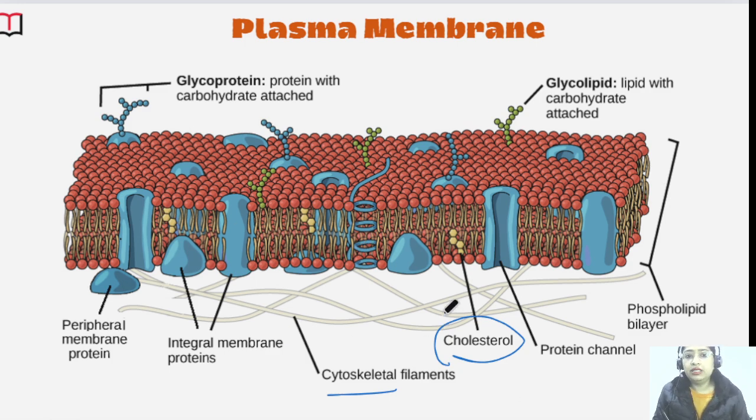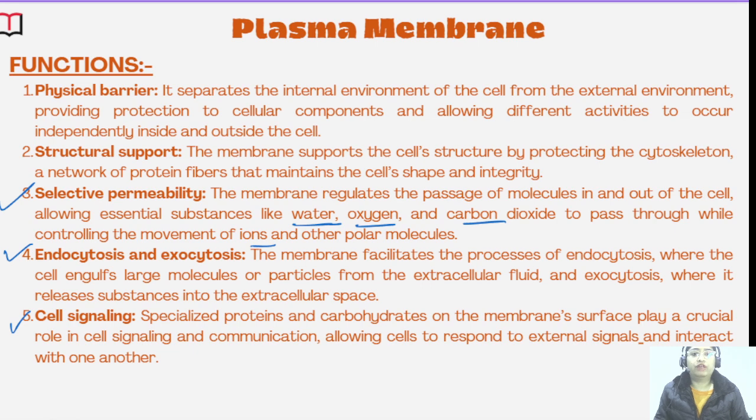Clear? Now, what is the function of the plasma membrane? It plays very important functions. The first is that it is the outermost covering, so it is a kind of physical barrier. It separates the internal environment of the cell from the external environment, and it also prevents the entry of any unwanted substance or any pathogens. Not only pathogens, it also prevents the entry of any unwanted inorganic substances, ions or anything. This is the reason it acts as a physical barrier.